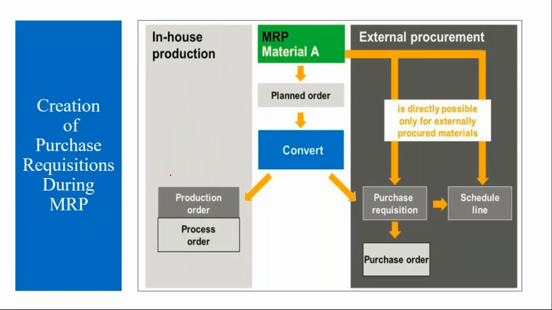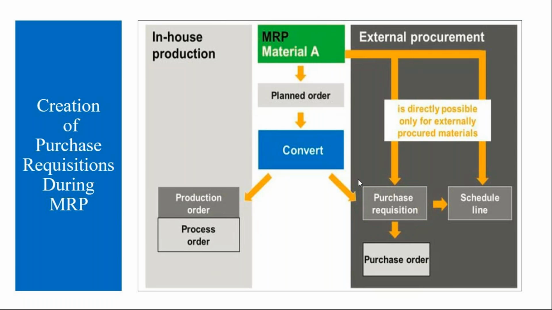Now when MRP is carried out, if the material is an externally procured material, the system generates a purchase requisition. So from PP MRP, we are generating the purchase requisitions for MM. This purchase requisition is later converted to a purchase order, and the purchasing cycle starts, which is part of MM. So from the PP module MRP, we are generating a purchase requisition related to MM. This is the integration point.